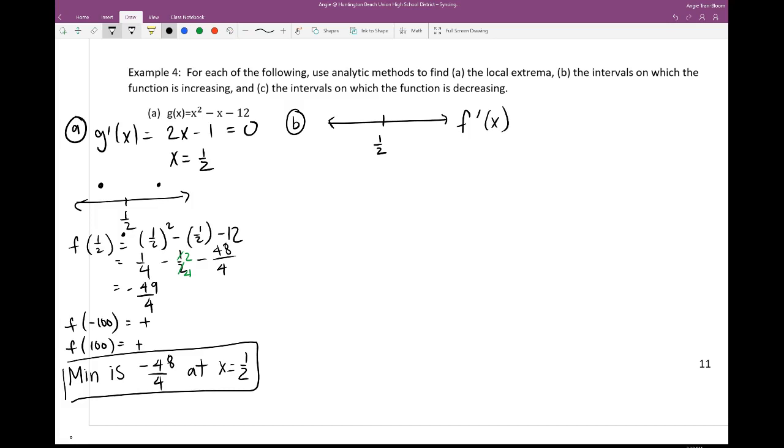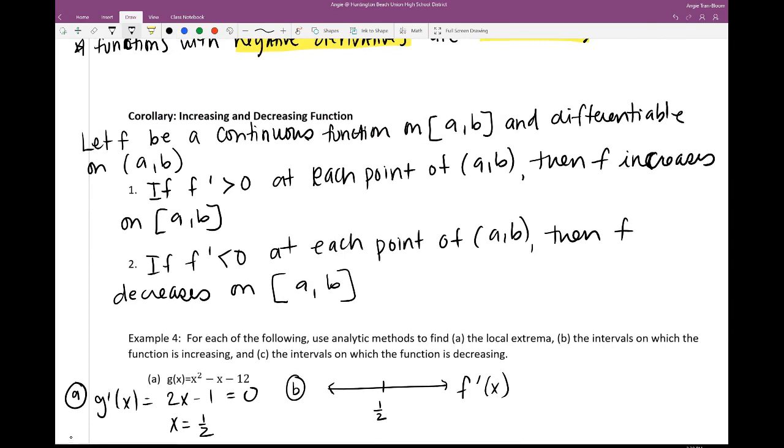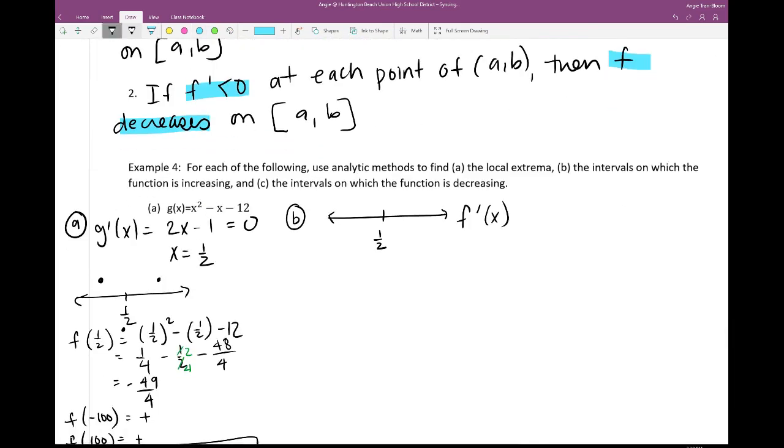Because look, the theorem says if the derivative is positive, then that means f is increasing. If the derivative is negative, then f is decreasing. So that's all I need to do. Is the derivative positive or negative? So here we go. F prime of negative 100.